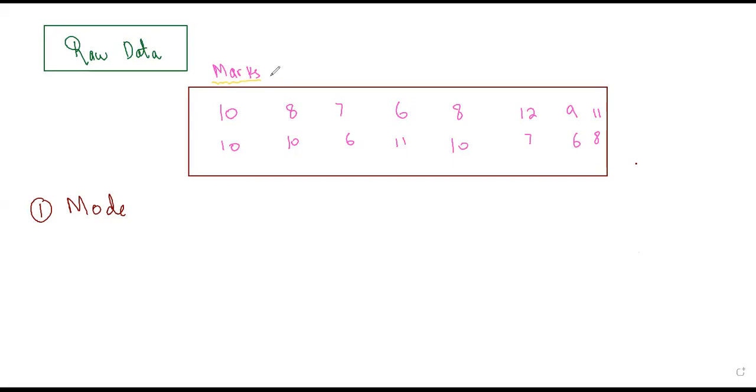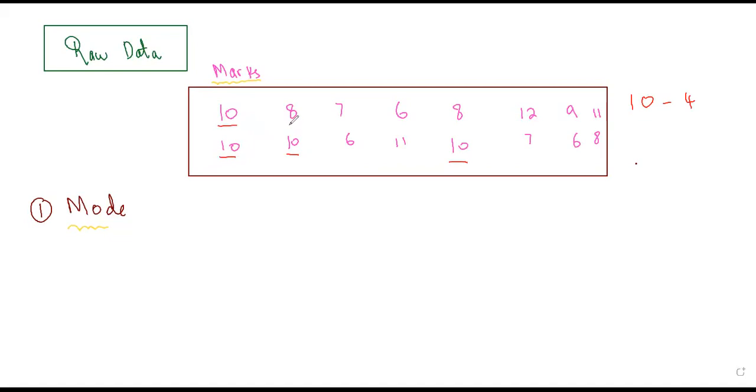So one student got 10, then one student got 8, then 7, then 6, then 8, then 12, 9, 11, 10, 10, and stuff like that, okay? We need to find the mode. What is mode? Mode is the most repeated number, okay? I have 10 one times, 2 times, 3 times, 4 times. Okay. So 10 is appearing 4 times.